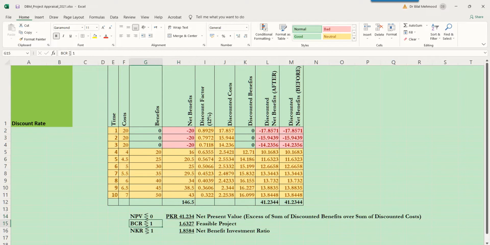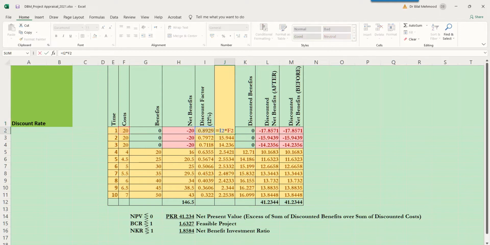The next one that comes to mind is the BCR, the benefit to cost ratio. It is easy using the table that we developed in the last video, because what we need for the benefit cost ratio is the ratio of the discounted benefits and the discounted costs. Here you can see we have a discounted benefits column and a discounted cost column that we used for the netting before approach, where we discounted the benefits and the costs before taking the difference, that is, before netting them.